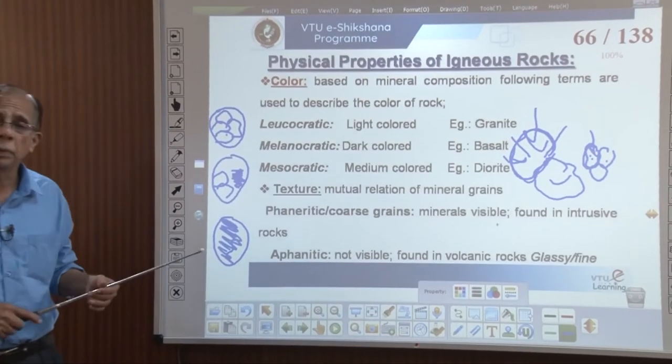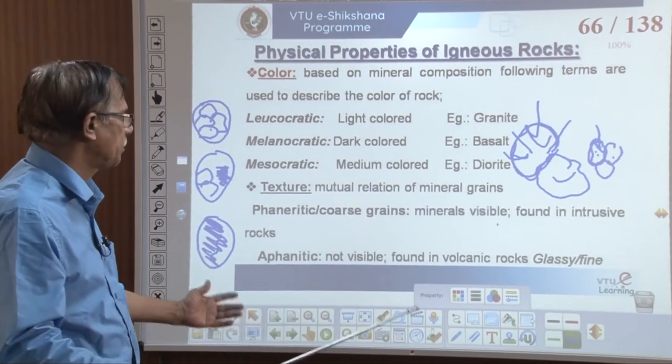Friends, we are discussing the textures of igneous rocks. In our previous session, we tried to understand the factors that control the textures of igneous rocks. In that, we said the size of the individual minerals, the shape of the individual minerals, the mutual relationship between different minerals, as well as the degree of crystallinity or glassy matter in a given rock, define the textures of igneous rocks.